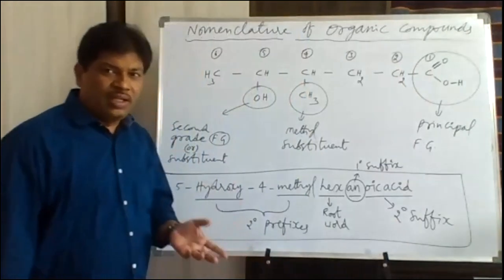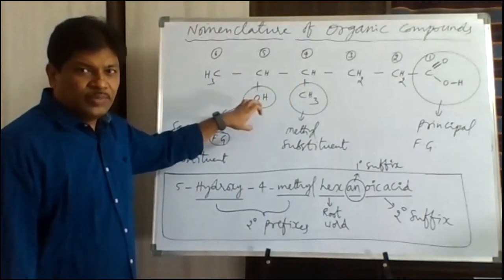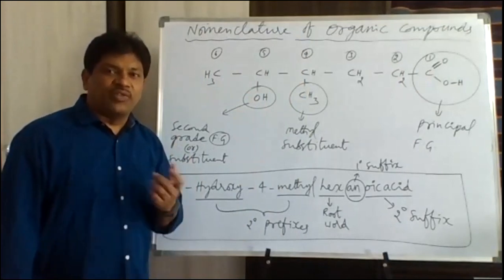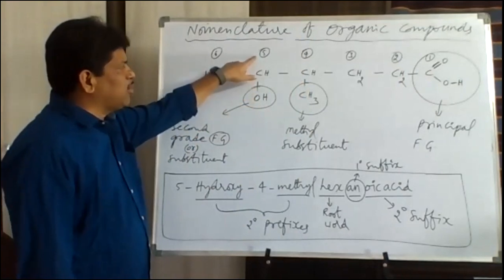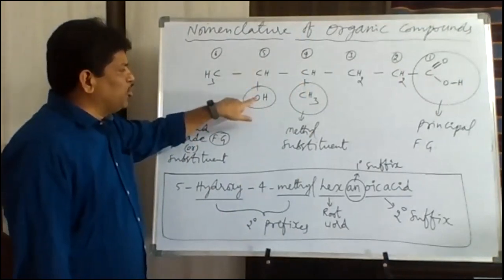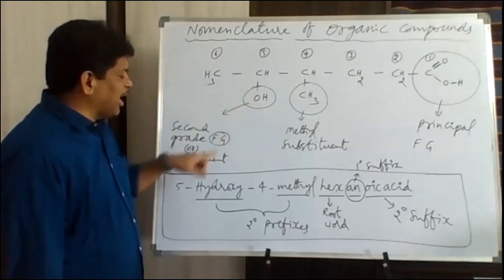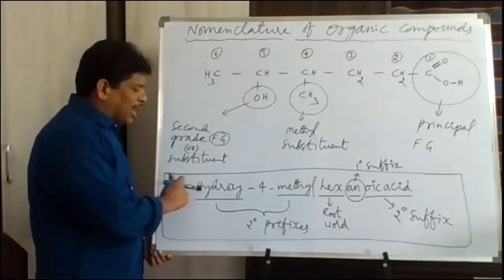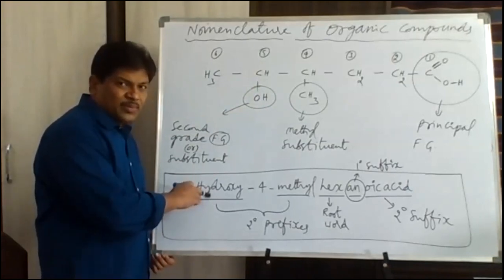These are all things we are going to study, but for the time being you remember that for the OH functional group, the secondary prefix name is hydroxy. What is the secondary prefix name? Hydroxy. So the hydroxy group is present on which carbon atom of the parent chain? On the 5th carbon atom, the OH group is attached. For the OH group we use the secondary prefix name, hydroxy. So where is it located? On the 5th carbon. So it is called 5-hydroxy. This hydroxy is representing the OH group.